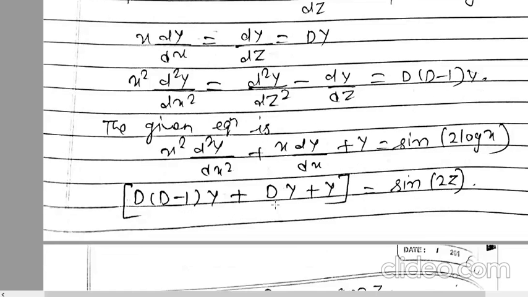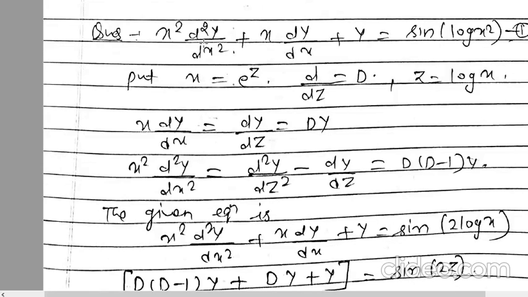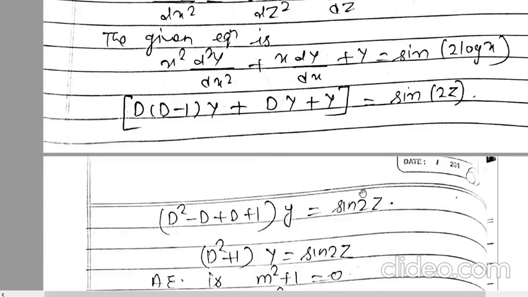Now, your given equation is x squared d2y by dx2 plus x dy by dx plus y is equal to sin (log x) squared. So you can apply the log m to the power n formula, that will be n log m, so you can write it 2 log x. Just write all these values here. Then you will get D(D minus 1) of y plus Dy plus y is equal to sin 2z. Now you can see that your equation is in the form of y and z, that means x is removed. Now (D squared plus 1) of y is equal to sin 2z.